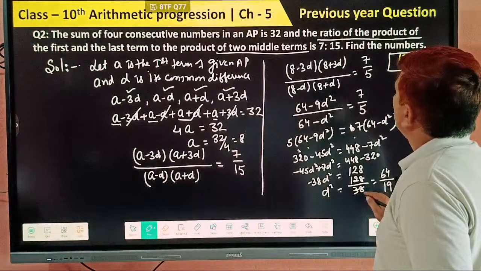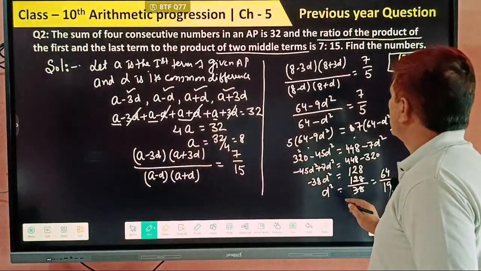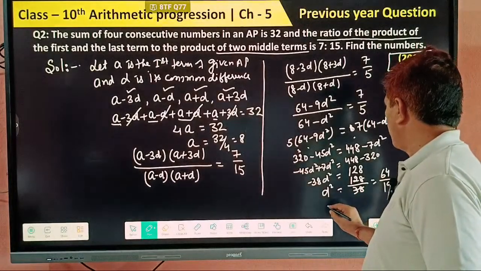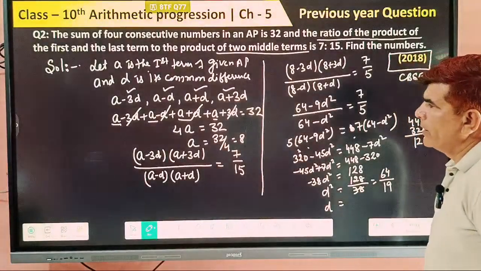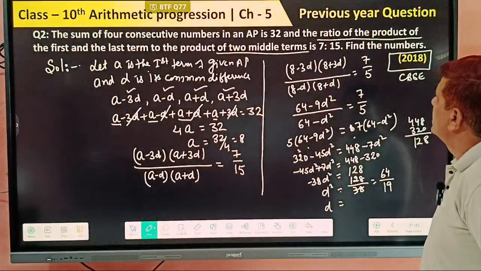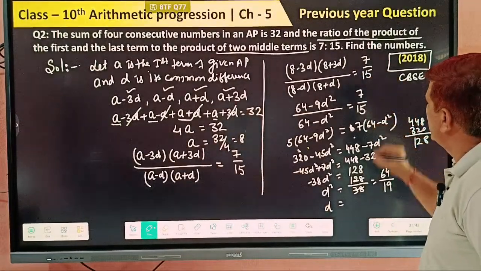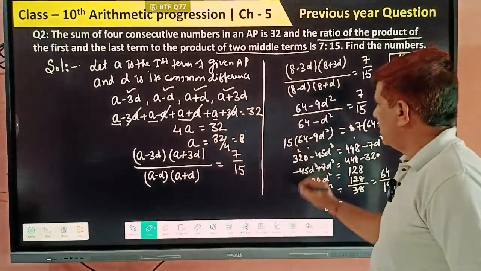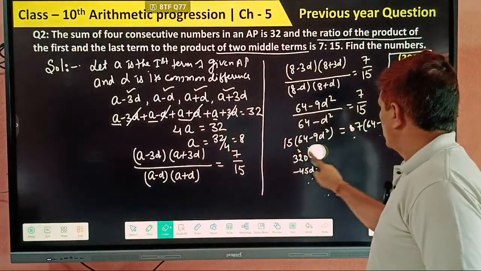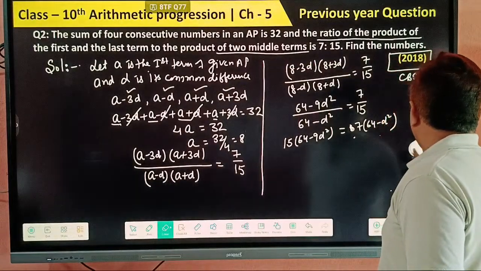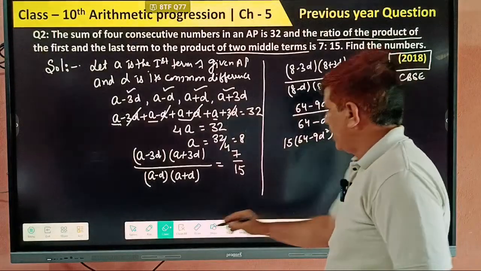Find the numbers. Finding the numbers means you have to find out these terms. So what's your d? d equals this. Here it should be 17 by 15, 15 coming here. So there is some mistake in it, so we can solve again. I am looking for the mistake, that's why I'm trying. So how much? 15.